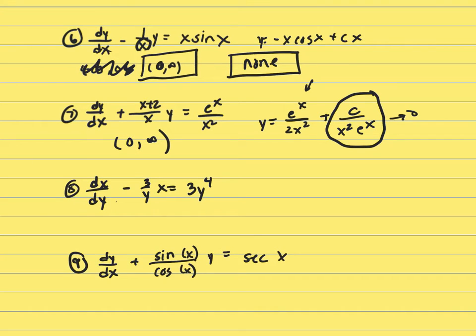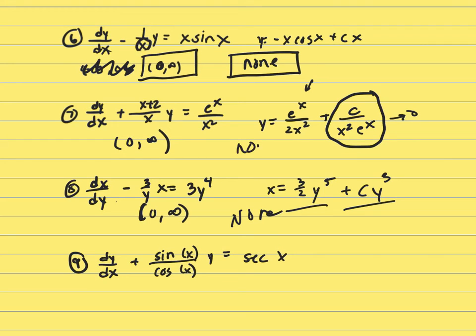Now, if you look at number 8, this is dx/dy, but that doesn't matter, same logic. Number 8 is going to be the very same thing. It's going to be 0 to infinity, not including 0. Same explanation as 6 and 7. And the solution to number 8 was x equals 3/2 y to the 5th plus cy cubed. If you take the limit of both terms separately, none of those go to 0. So there's none.